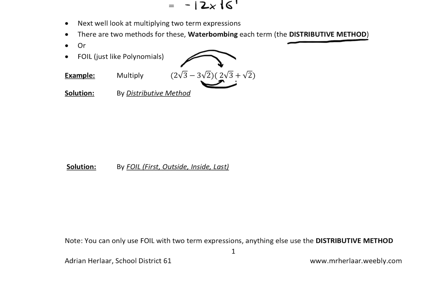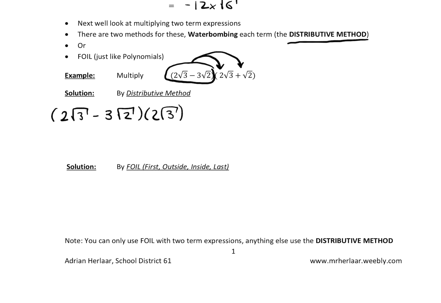Sorry, I'm lying to you. The distributive method is when you take this entire thing and you multiply it into there and into there. Otherwise, we'll use FOIL. But first, let's do the distributive method. So you have 2 root 3 minus 3 root 2 times 2 root 3. And then you take the plus from here, and it's 2 root 3 minus 3 root 2 times that positive root 2. And then you water bomb in that, and you water bomb in that.